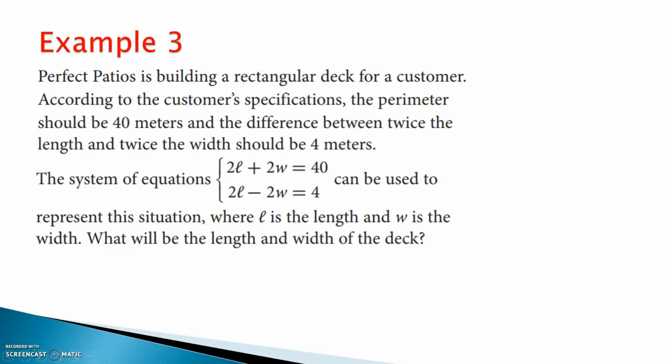So Perfect Patios is building a rectangular deck for a customer. According to the customer specifications, the perimeter should be 40 meters and the difference between twice the length and twice the width should be 4 meters. They did all the work for you guys. Here is your system: 2L plus 2W is equal to 40 and 2L minus 2W is equal to 4. It can be used to represent this situation where L is the length and W is the width. So it's asking what will be the length and width of the deck.